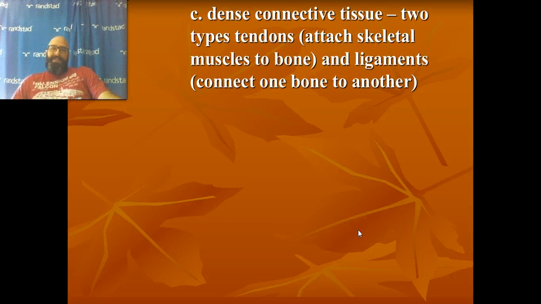Okay, then you have what is called dense connective tissue. So essentially there are three main categories which in this connective tissue proper. You have areolar, you have adipose, and then we're going to have dense connective tissue. Two types. You have tendons and you have ligaments. Tendons attach bone to bone. Ligaments are an extension of muscle, and they attach the muscle to the bone itself.